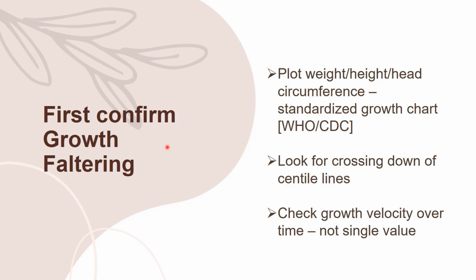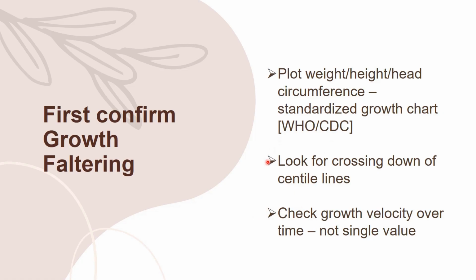Before you start taking history or doing the examination, first you have to confirm the growth faltering. For this you need to plot weight, height, head circumference in a standardized growth chart. Either use WHO or CDC chart, which I have already explained in my last class. Then second point, you look for the crossing down of centile lines. If they cross down two major centile lines, then it can be confirmed this child is failing to thrive. Then after that you check the growth velocity over a period of time. Just a single value will not indicate this is failing to thrive.